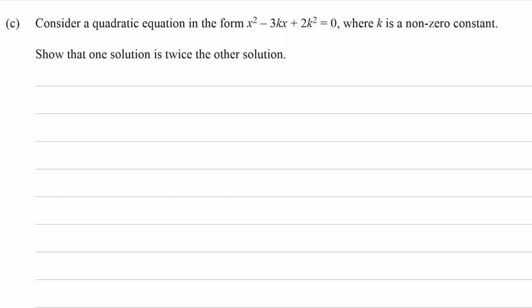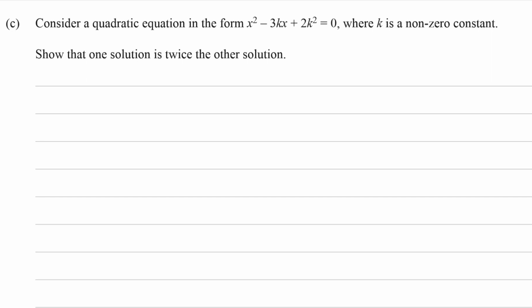So a few ways we could approach this. We could find both solutions using the quadratic formula, and it would hopefully show that one of the solutions is twice that of the other. So it might be in terms of k, but that's fine. Or we could factorize it to also show the same thing. So let's do both. I'll factorize first because that's the easier way if you can see it, but if you can't, the quadratic formula is definitely a go-to.